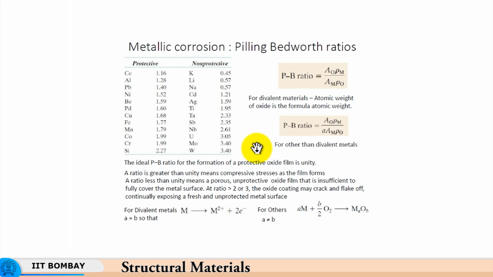So, basically that is what we are talking about. 2 atoms of iron and 3 atoms of oxygen will give you Fe2O3. So, we are talking about a slightly different formula. Here for Fe2O3 you would have a equal to 2. So, it will be A naught rho m upon 2 A_m rho naught, whereas here A and B are both equal to 1.